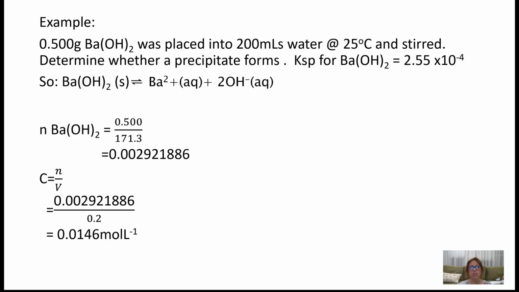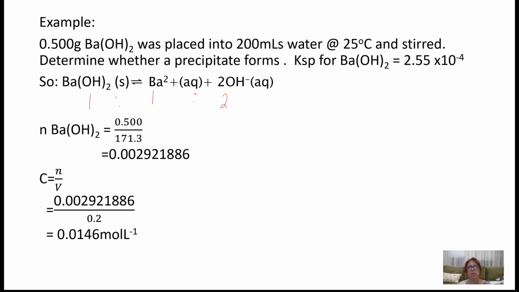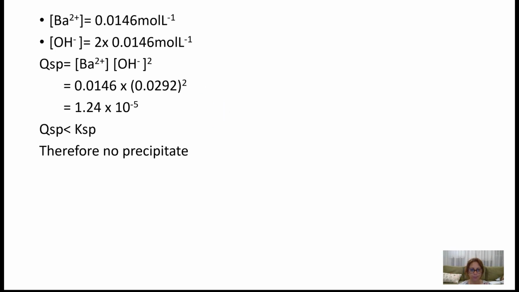Before we go, we need to notice here that we've got a 1:2 ratio, so that needs to be taken into consideration. Let's go to the next section. Here my barium ions are in the same molar ratio as my barium hydroxide. Because they are in the same ratio, it is the same concentration. But you'll notice the hydroxide ions are 2 lots of that concentration, again due to the molar ratio that we said just before. There are 2 lots of that, so we need to have 2 lots of it in the next slide.